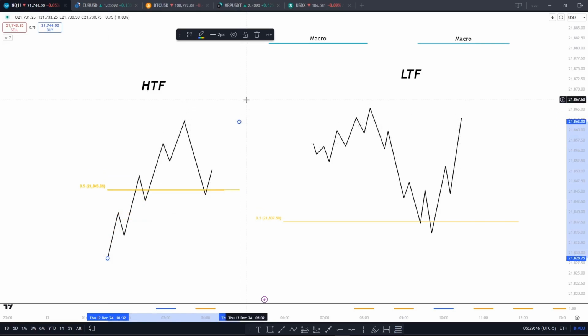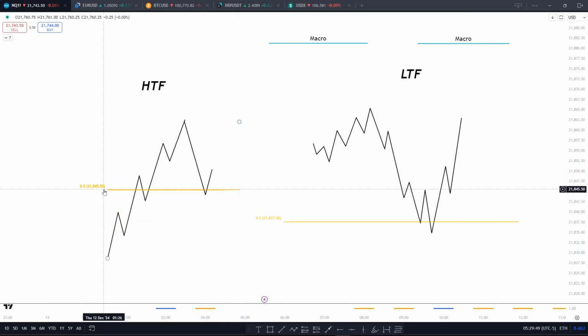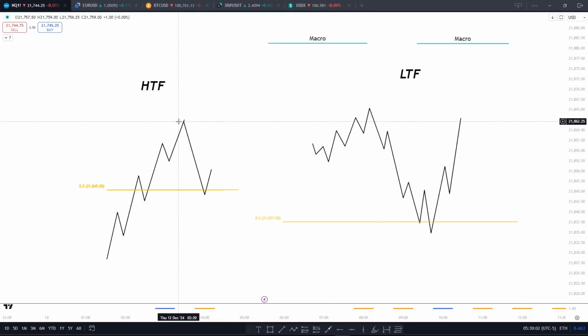This is exactly what I've done here. As we can see, we've got equilibrium of a higher time frame range right here. What I want you to notice is in the lower time frame, we form our high inside of our macro time right here, then we displace down, and this displacement leg is usually very big and very powerful. There'll be a lot of volatility down into the equilibrium of the range.